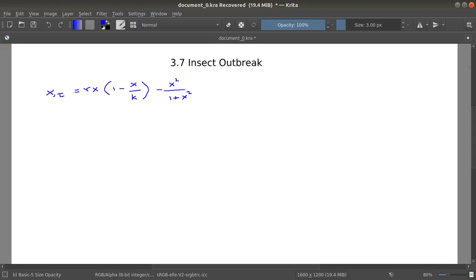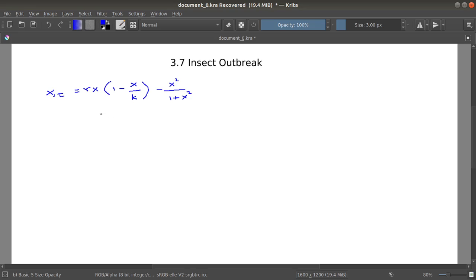Last video we discussed the insect outbreak, and finally we arrived at an equation in dimensionless form, right? And we have reduced the 4 parameters into just 2 parameters, okay? And in this video we are going to do the analysis on this equation. So the first thing we do as an analysis is calculating the fixed points, okay?